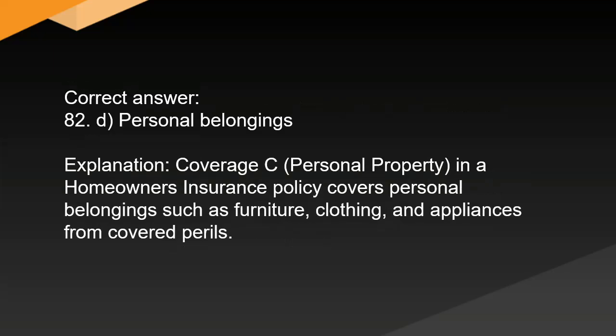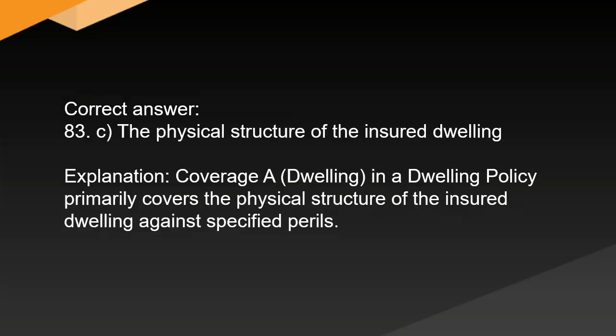Correct answer. D. Personal belongings. Explanation. Coverage C, personal property, in a homeowner's insurance policy covers personal belongings such as furniture, clothing, and appliances from covered perils.